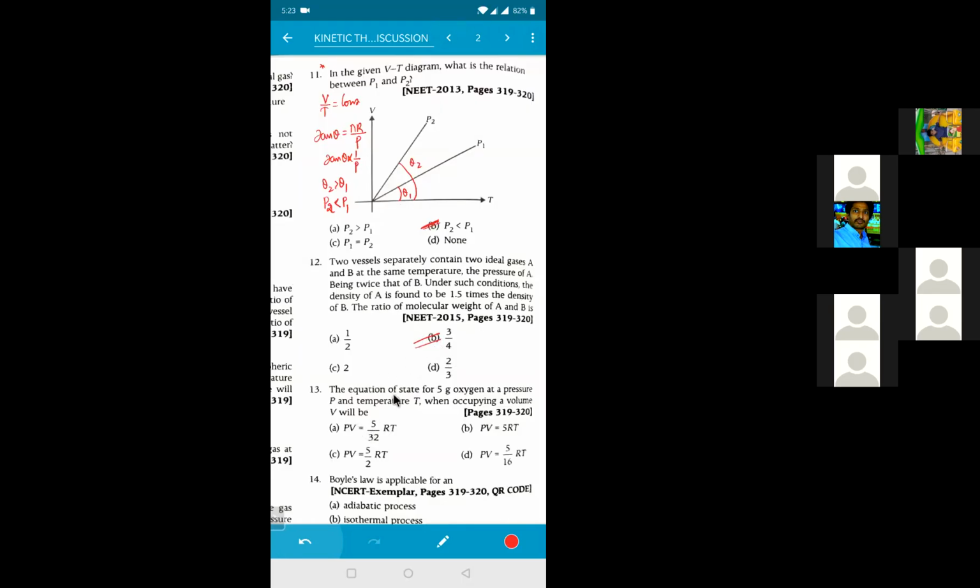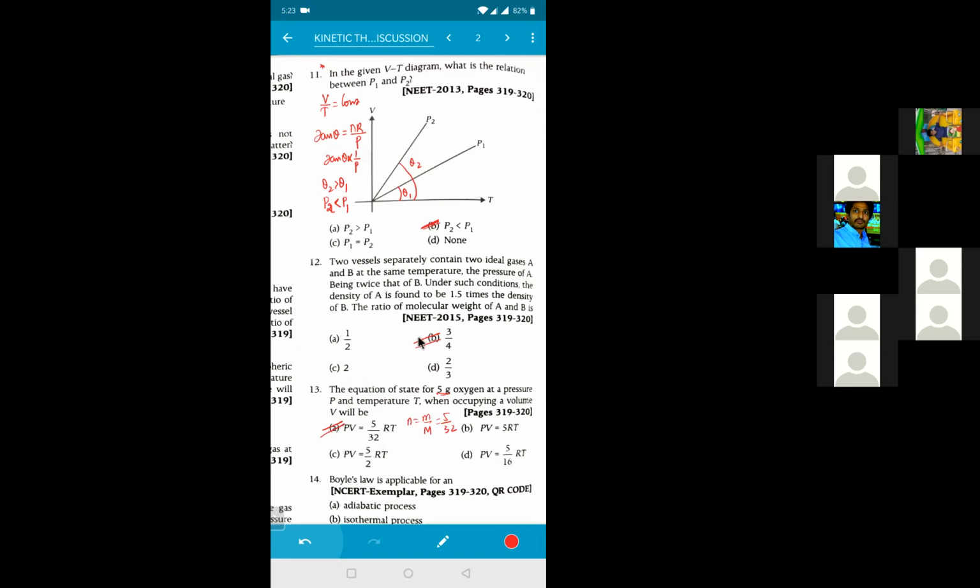Okay, very good. The equation of state for 5 grams of oxygen at a pressure P and temperature T, when occupying a volume V, will be equal to how much? PV equals 5 by 32 RT, PV equals 5 RT, PV equals 5 by 2 RT, or PV equals 5 by 16 RT. Which one is better? First, 5 grams of oxygen. N can be written as small m by capital M. Small m is given as 5. Oxygen's molecular weight is 32. So 5 by 32 it should be.